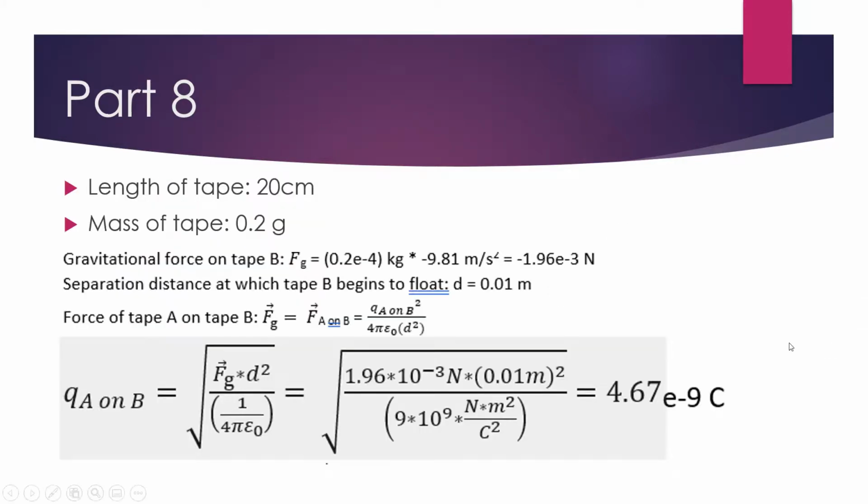After you rearrange the equation, you could solve for the charge of the bottom tape on the top tape, and plugging in all your values, you get 4.67 e to the negative 9 coulombs for the charge of the bottom tape on the top tape.